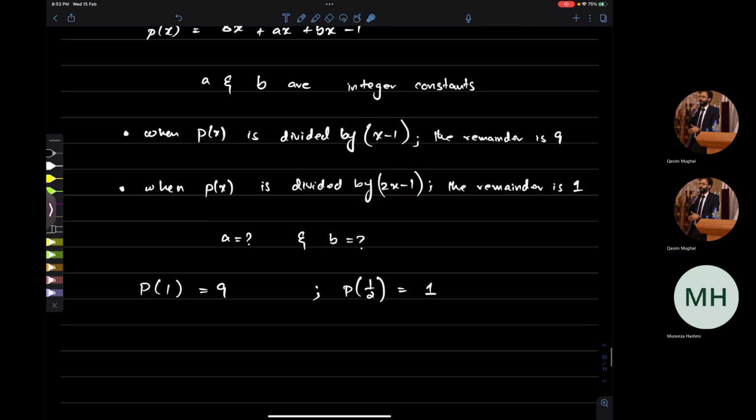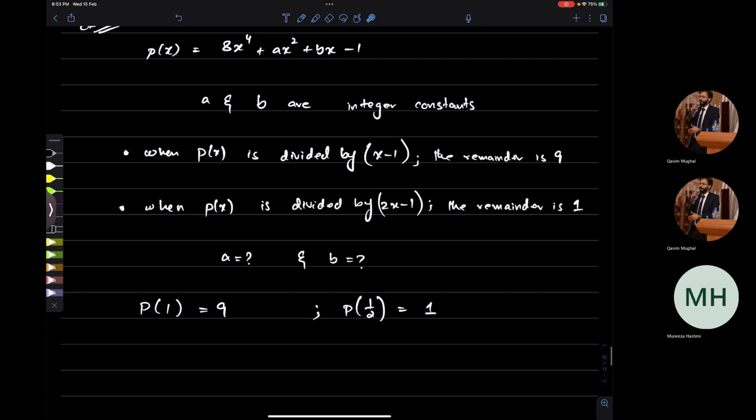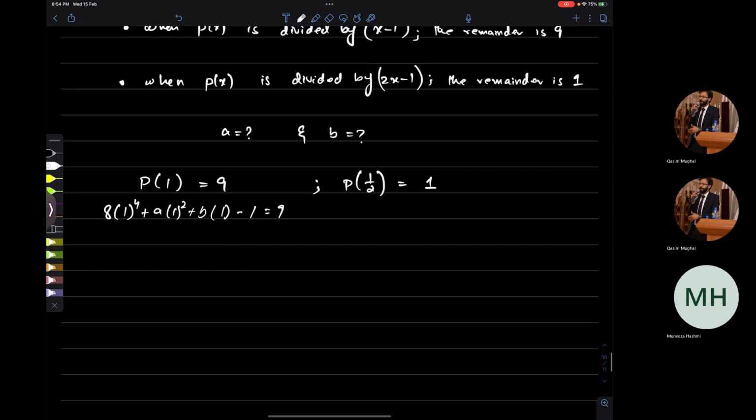Let's just solve both of these. I'm going to put the polynomial down here. Let's work out P of 1 first. That gives 8 times 1 to the power 4, plus A times 1 squared, plus B times 1, minus 1, equals 9. Luckily, all of them are 1. So 8 plus A plus B equals 10, and A plus B equals 10 minus 8, which is 2. That's equation 1. Got it?